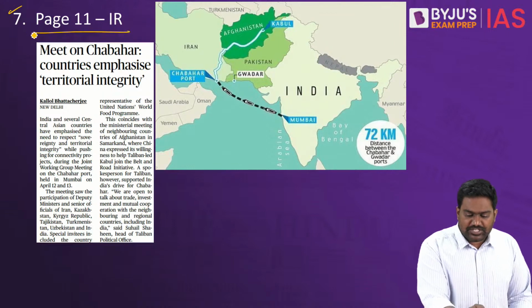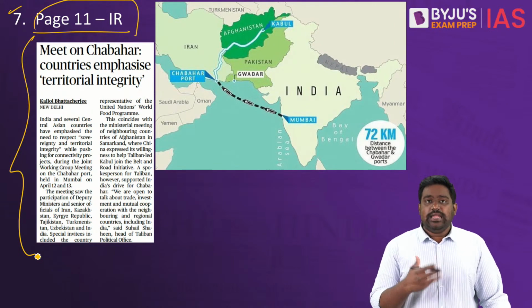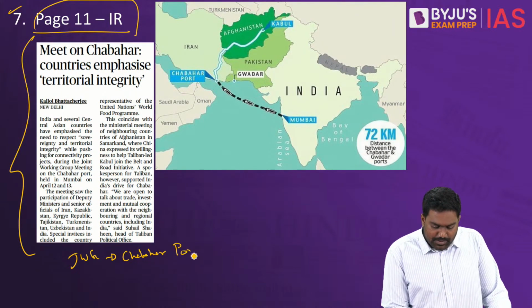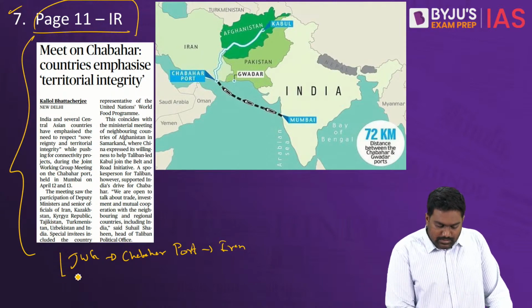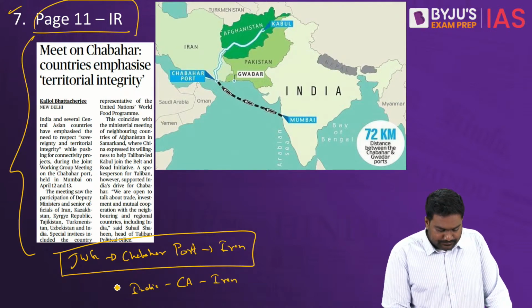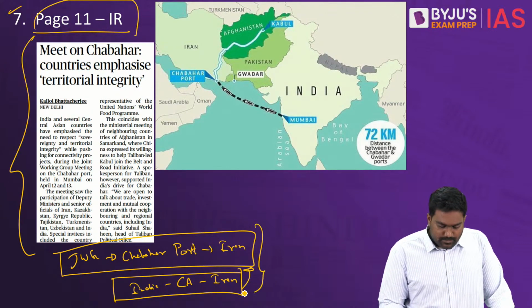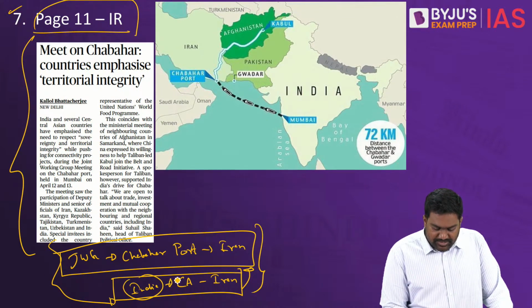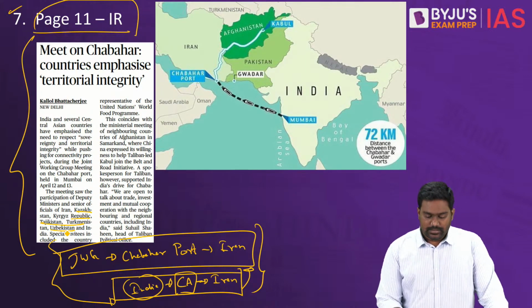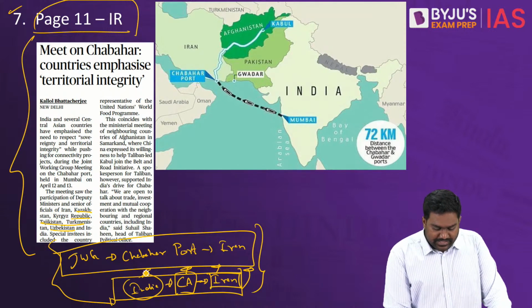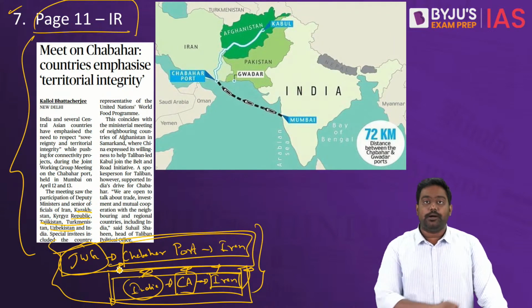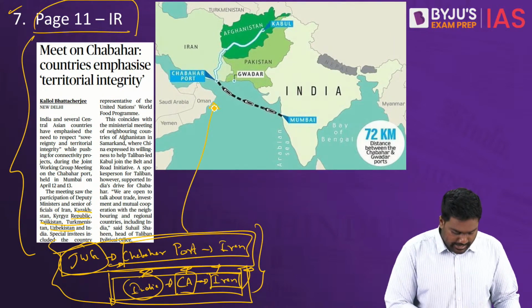Now coming to the last topic from page number 11, again from international relations. India has held a joint working group on the operationalization and usage of Chabahar Port in Iran. This meeting took place between India, several Central Asian countries and Iran. Ministers from India, a few Central Asian countries like Kazakhstan, Kyrgyzstan, Tajikistan, Turkmenistan and Uzbekistan, and Iran have met to hold a joint working group discussion on the utilization of the Chabahar Port project, which is an Indian project in Iran.